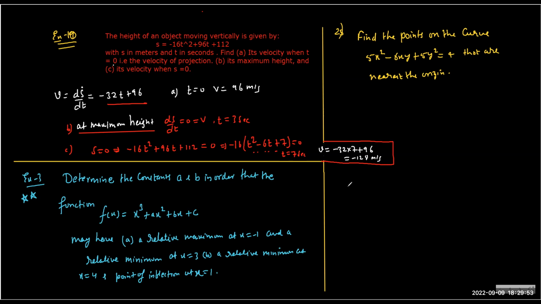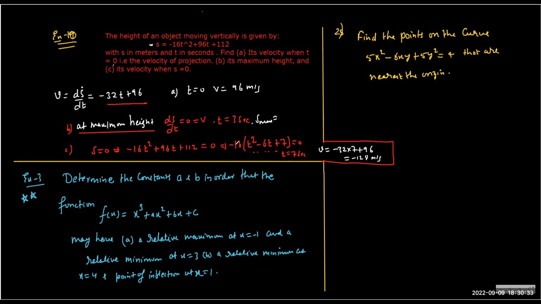So the second question, maximum height, the second part. What is the answer? At t equals 3 seconds the height is maximum, but what is the height? This is the formula for height. So s max will be, we have to put 3 there: minus 16 into 9 plus 96 into 3 plus 112. How much is that? We need to calculate. Minus 16 into 3 squared, which is 9, right? Plus 96.